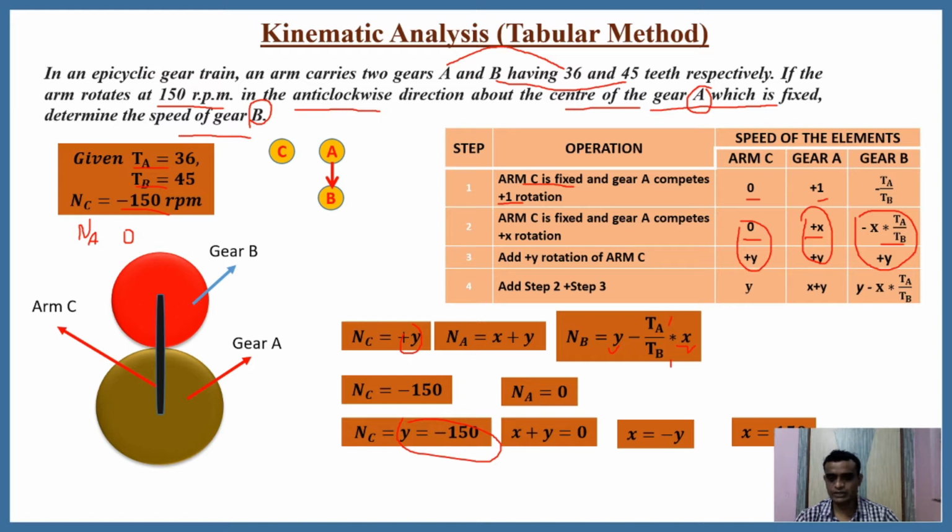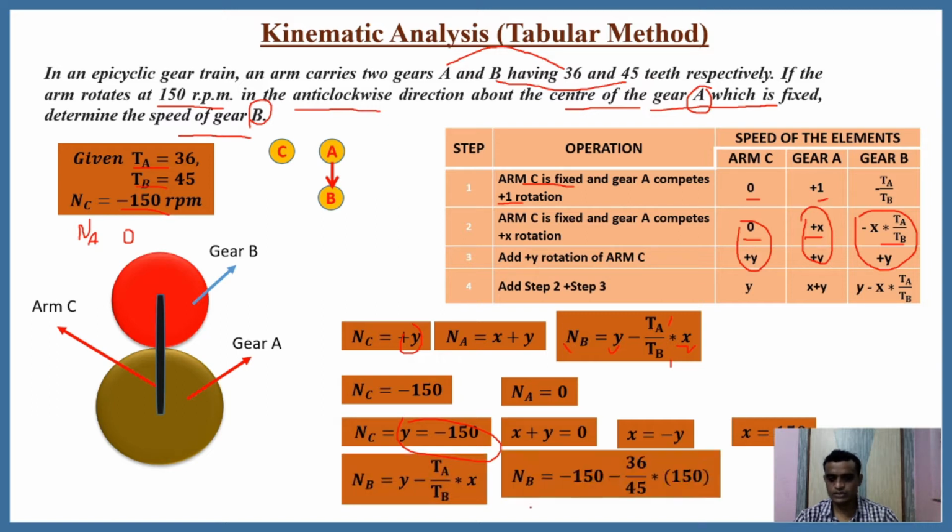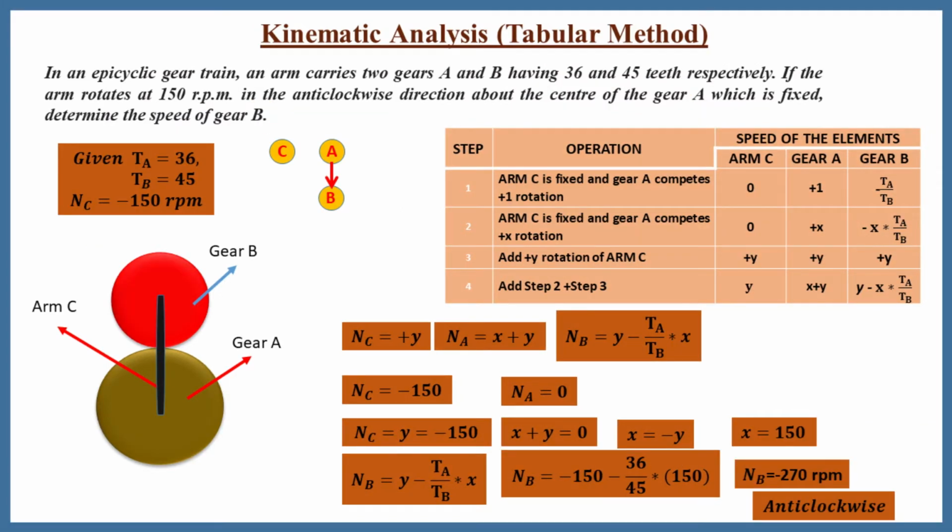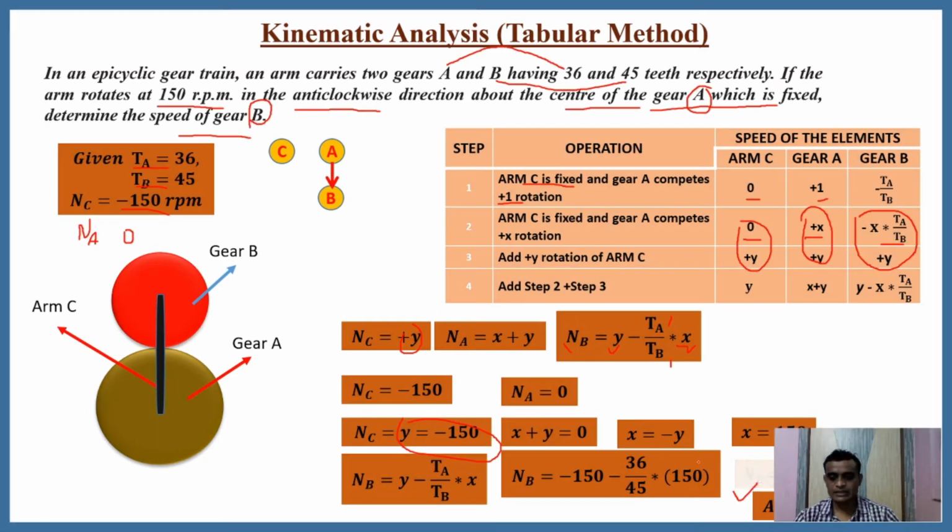Now x and y are known to us, T_A and T_B are known to us. We can find out the speed of gear B. If you put all these values in this equation, you can find that N_B, gear B, rotates with 270 rpm, and it is again having the minus sign. That's why here you have to consider the anti-clockwise direction, 270 rpm anti-clockwise direction.